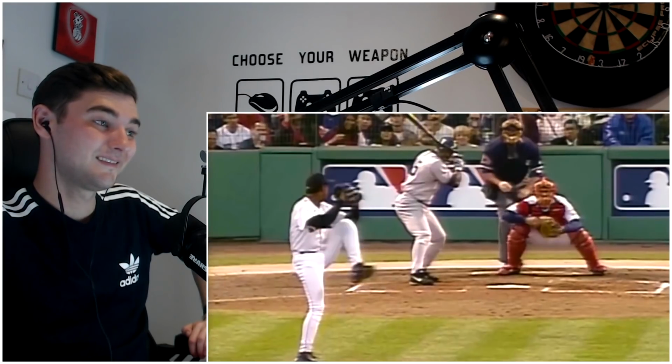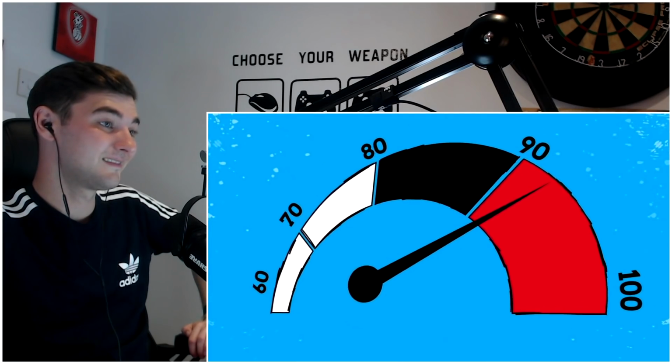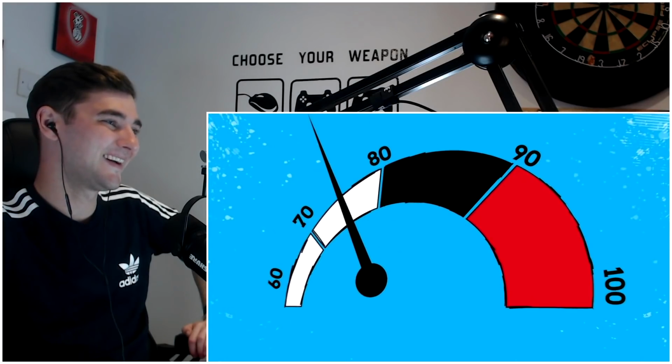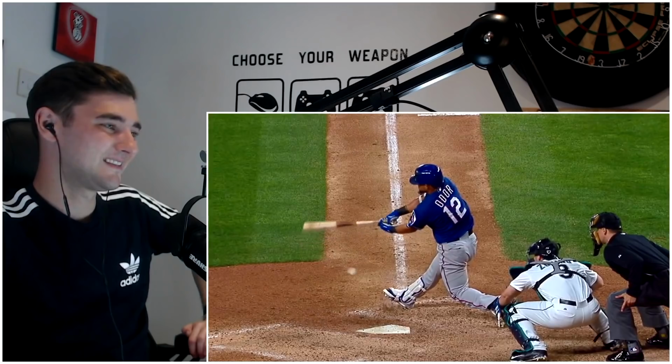Pedro Martinez was one of the best to ever do it. He could dial his fastball up to 97, and then he'd throw his changeup at 77 miles per hour. When a hitter only has half a blink to react, you get a lot of whiffs.